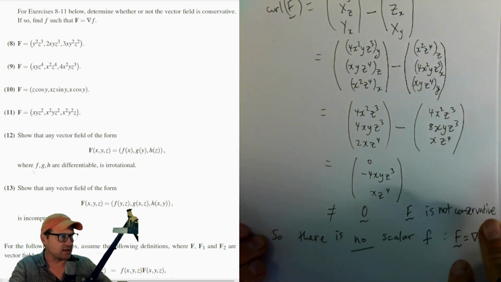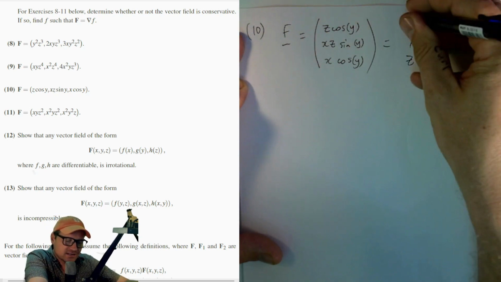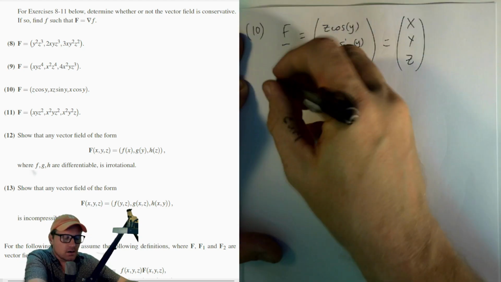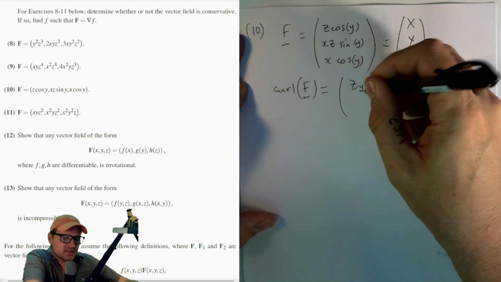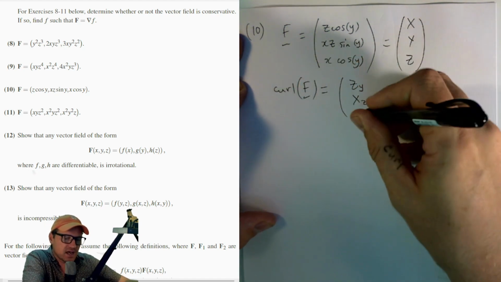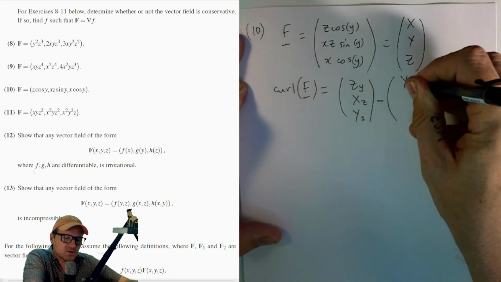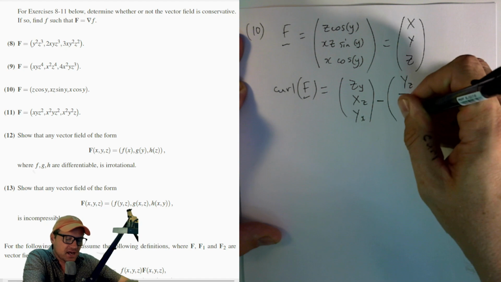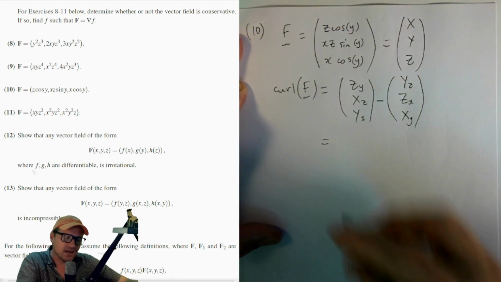Okay, question 10. So let's let this be uppercase X, uppercase Y, uppercase Z, as we've been doing. Okay, and calculate curl of F. So we have Z subscript y, X subscript z, Y subscript x, minus Y subscript z, Z subscript x, X subscript y. So subbing these things in.